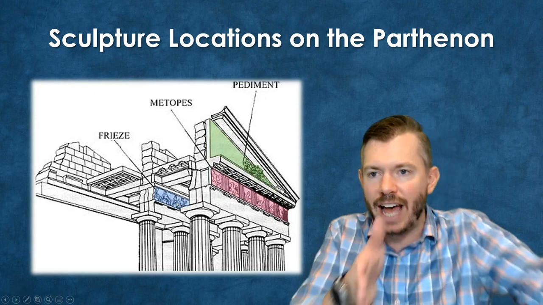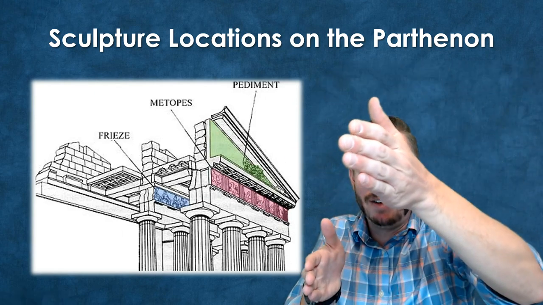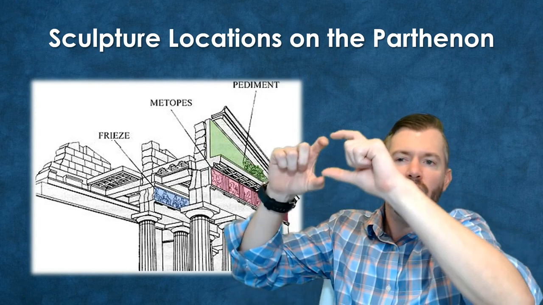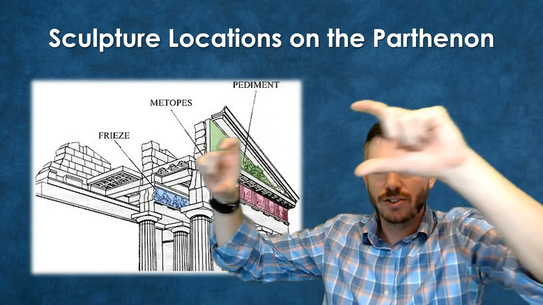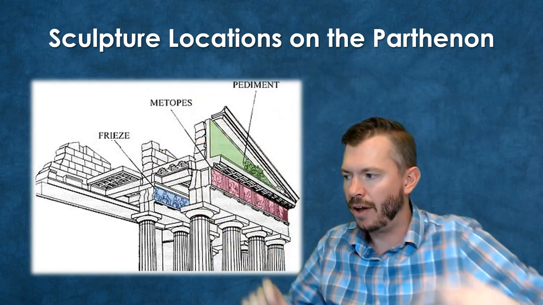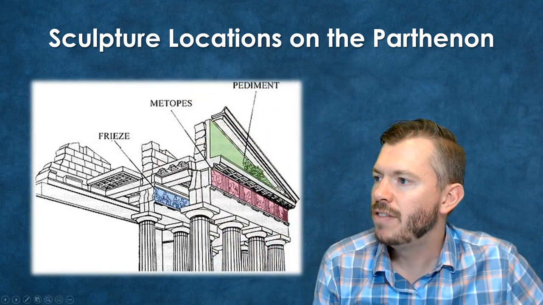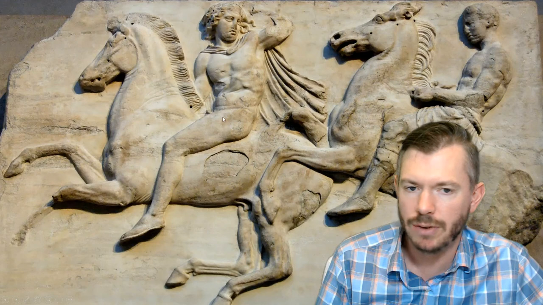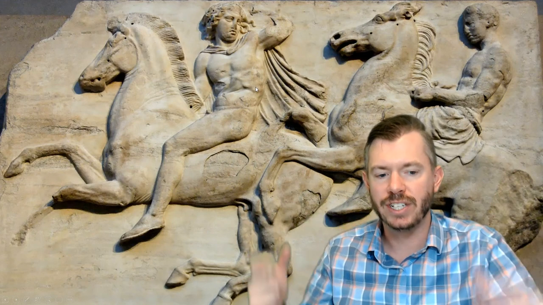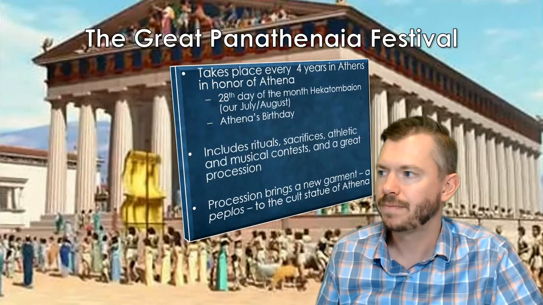And then on the inside, right, the second set of columns, all along the inside, you have a continuous sculptural thing, right? Not broken up at all. The whole thing's continuous, goes all the way around. And this is the story of the Pan-Athenaic Festival. Some of the most famous sculptures from ancient Greece, like these equestrian riders here, come from this frieze, come from the Pan-Athenaic Festival.